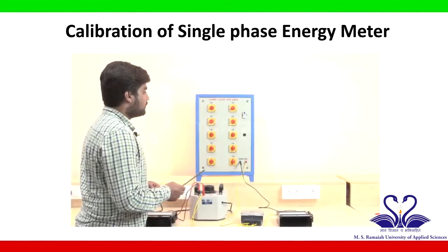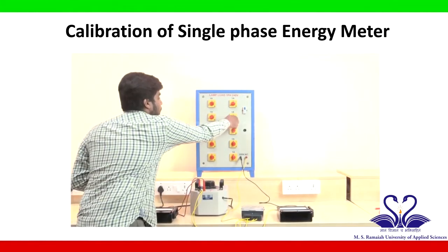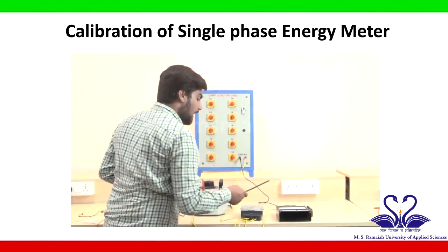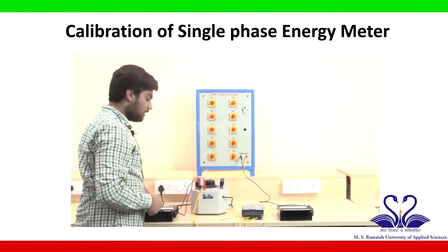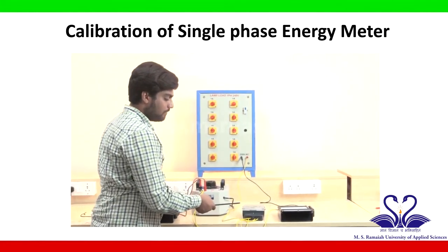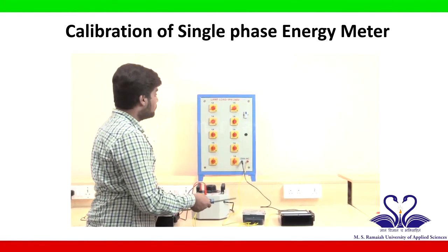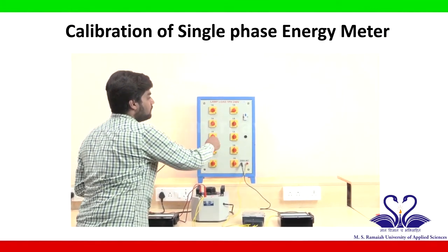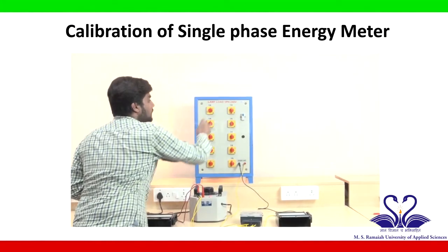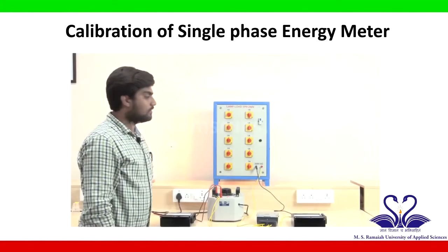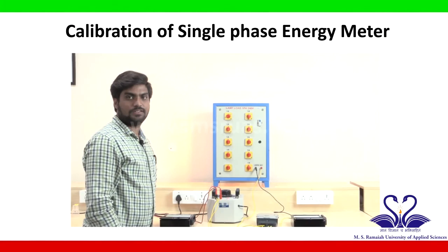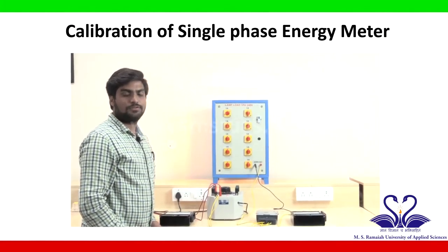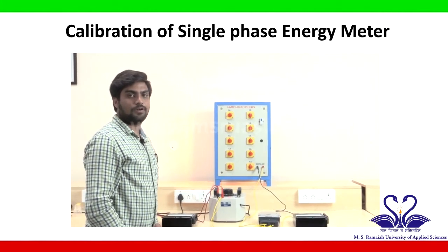Now we will carry out same procedure for 3 amps. So let us note down ammeter reading, voltmeter reading and time taken for 20 blinks. Similarly, carry out the same procedure for 2 amps and 1 amp. This completes conduction of experiment. Now carry out the calculation for tabulated values using suitable formulas and plot the graph.